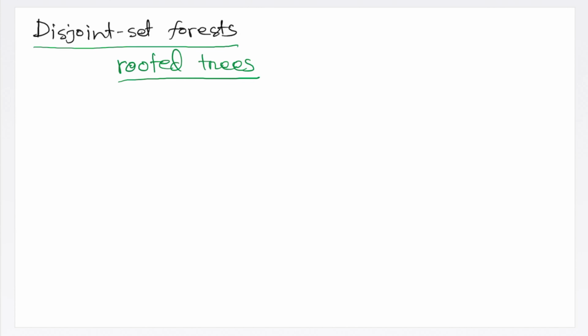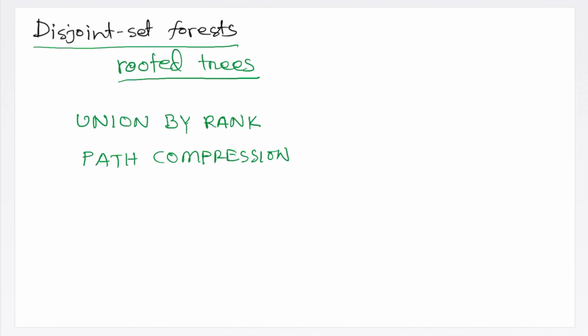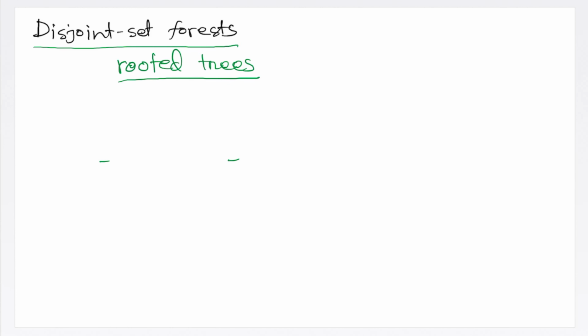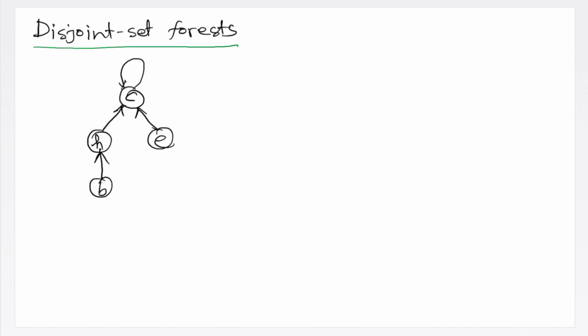We will discuss two heuristics. One is called union by rank, and the other one is called path compression, that helps us construct an optimal disjoint set data structure. Let's discuss how disjoint set forests work using rooted trees. When using disjoint set forests, each tree represents a set. In the tree, the root points to itself.